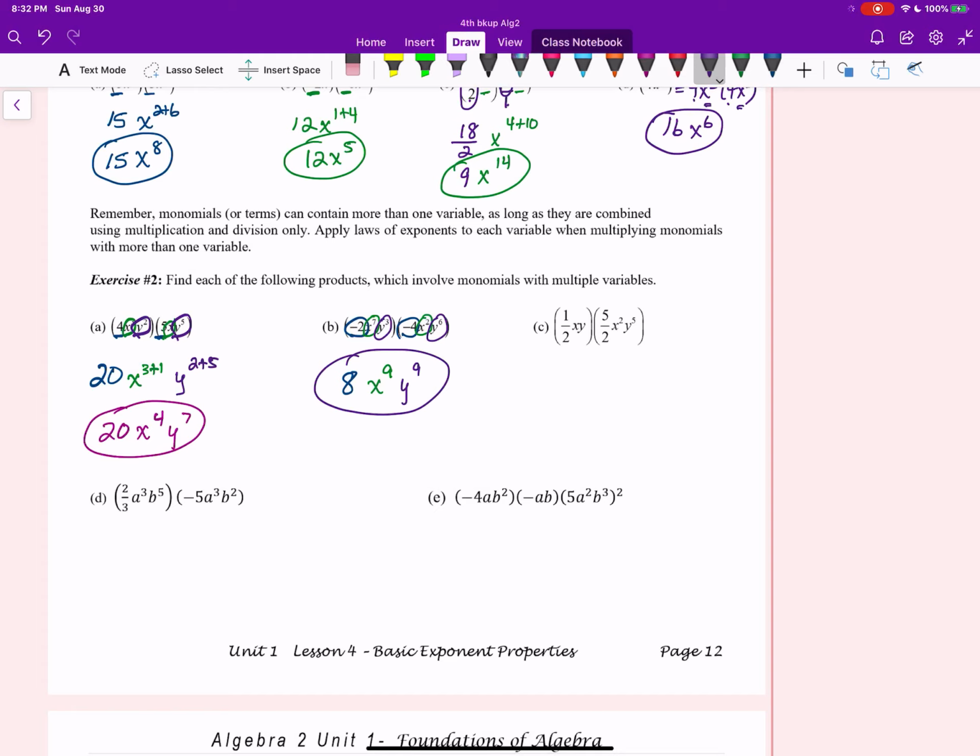For C, and with these fractions, 1/2 times 5/2. You multiply numerators. 1 times 5 is 5, and 2 times 2 is 4. With same variable bases, x times x squared, that's going to be x to the third, right? We add 1 plus 2, and y times y to the fifth would be y to the sixth. That is our answer.